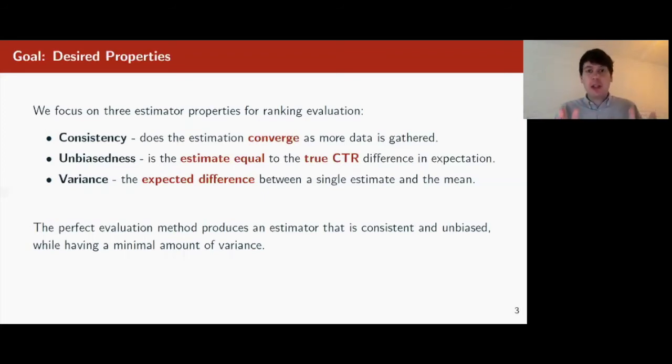The perfect evaluation method, the goal that we wish to have, is an estimator that's consistent and unbiased. So it's going to converge on the true click-through rate difference, but also we want it to have minimal variance, the least amount of possible variance. That means it's going to converge as quickly as is possible.